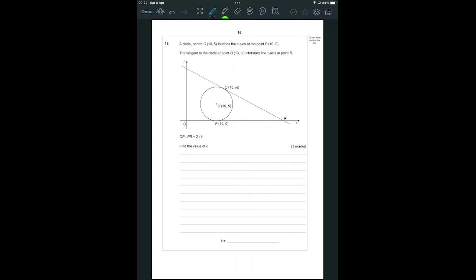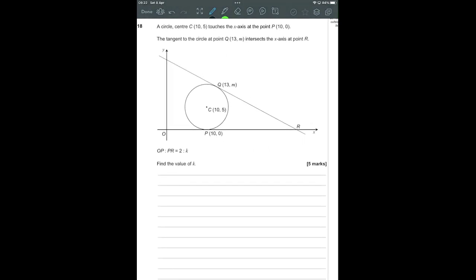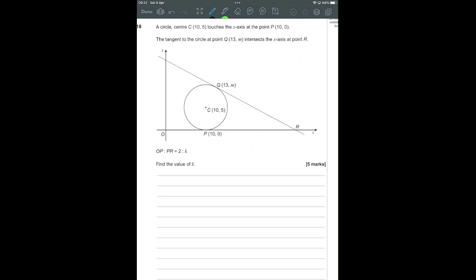Question 18. A circle with that centre touches the x-axis at that point. The tangent to the circle intersects the x-axis at R. Crikey. So R's all the way over there. OP to PR is 2 to K.